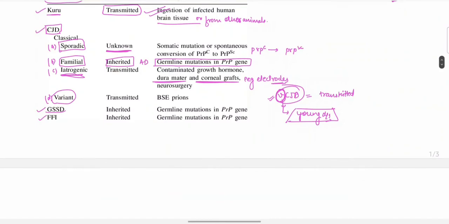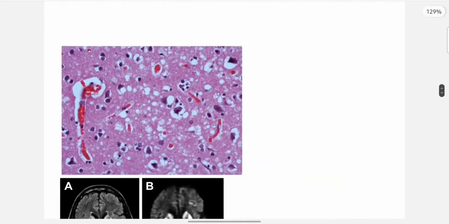Next, fatal familial insomnia. This is also a severe condition. This is also fatal, as the name suggests. Now, how does the prion protein cause neurodegeneration? By causing vacuoles in the brain. This is the histopathological examination in prion disease. There is spongiform degeneration. The word used is spongiform degeneration of the brain.